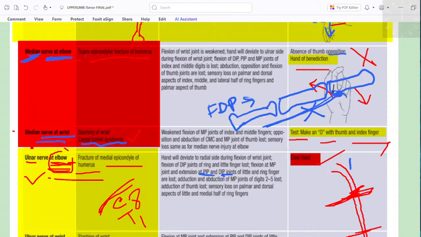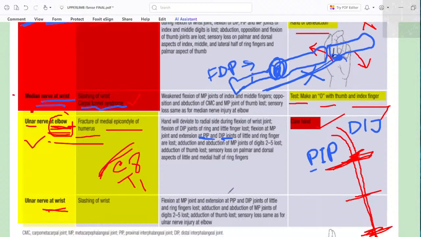DIP is the distal interphalangeal joint, and PIP is the proximal interphalangeal joint. This is PIP, proximal interphalangeal.